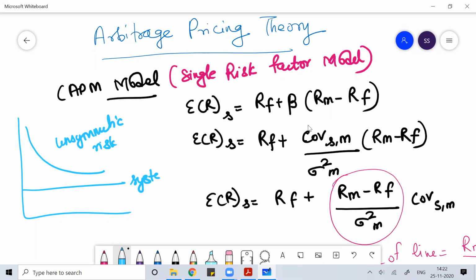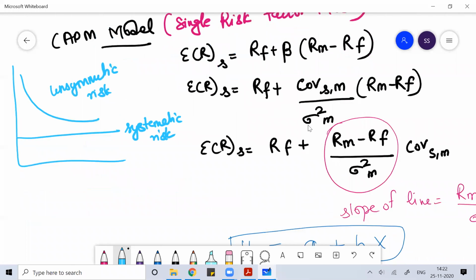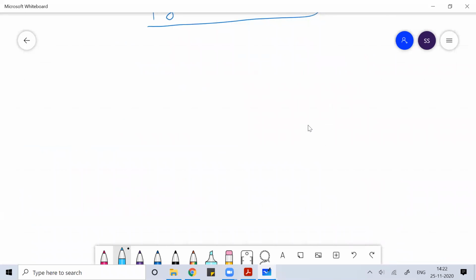So there is some form of risk which can never be minimized, which is called systematic risk. Systematic risk is always there in the stock, and the factor which measures the systematic risk on the stock is called beta. Beta considers all the systematic risk together into a single factor, which is what we study under the CAPM model. So this is what the CAPM model is all about.